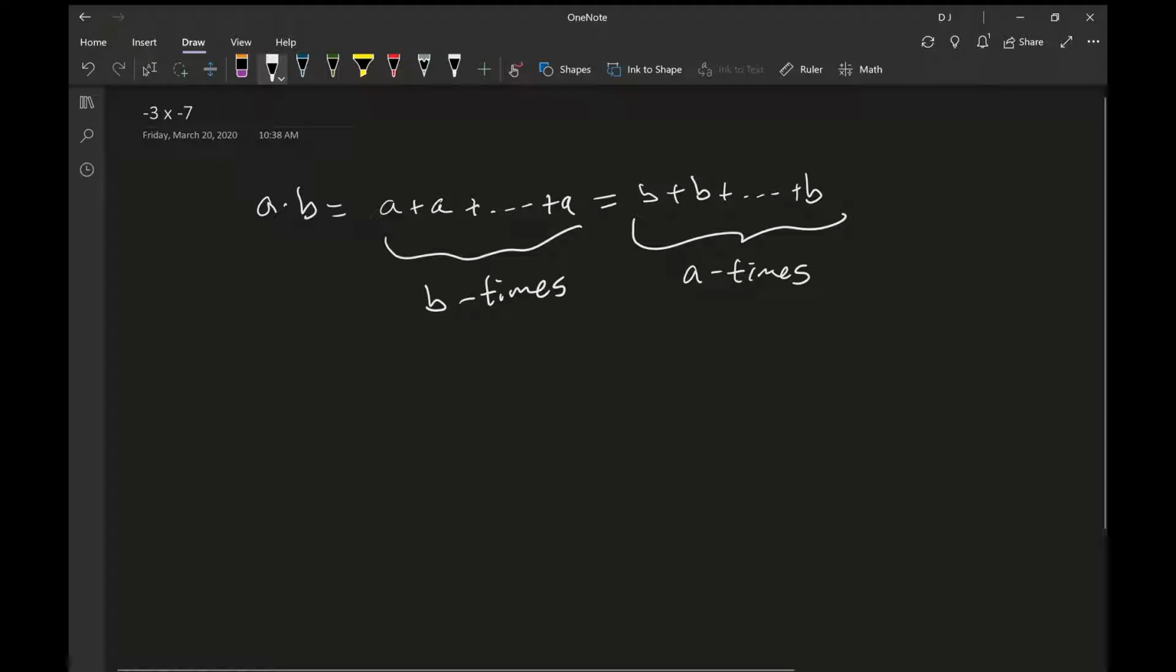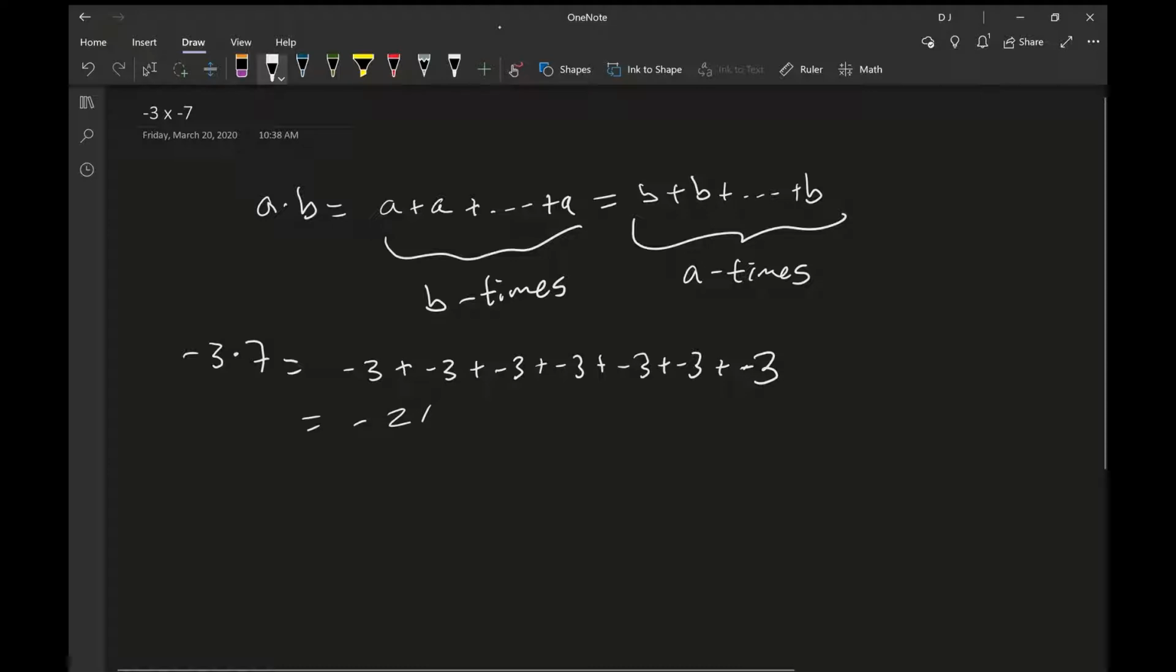So let's do one where just one of them is negative. -3 times, and I hate this x, so I'm going to use a dot, -3 times 7 should equal -3 plus -3 plus, might as well do them all out, 2, 3, 4, 5, 6, 7. And that is the same as -21.